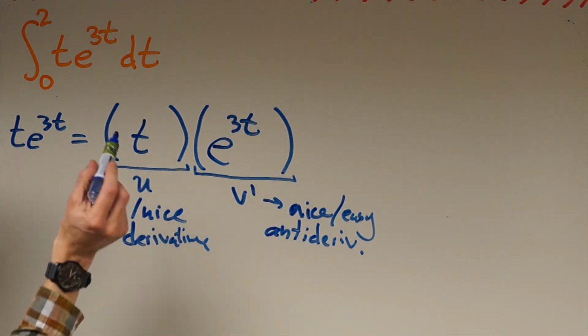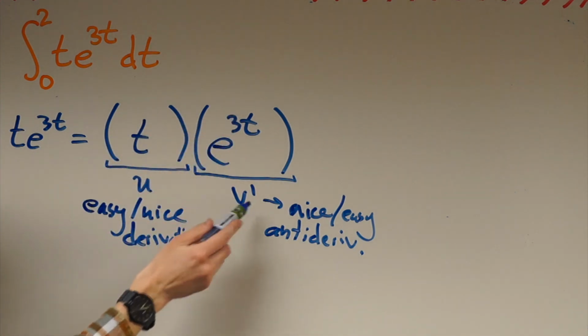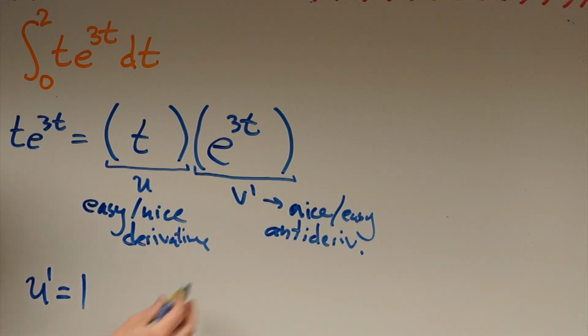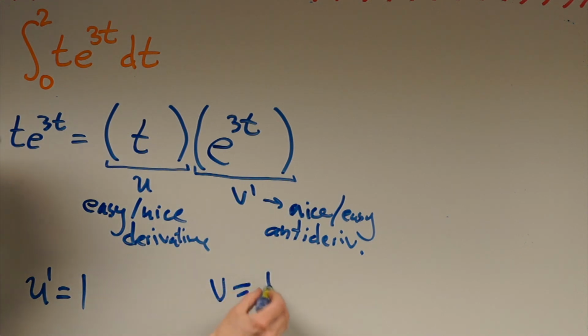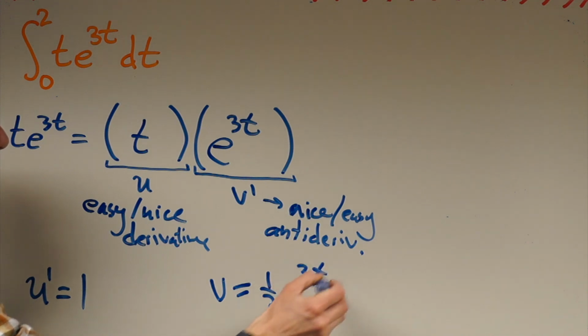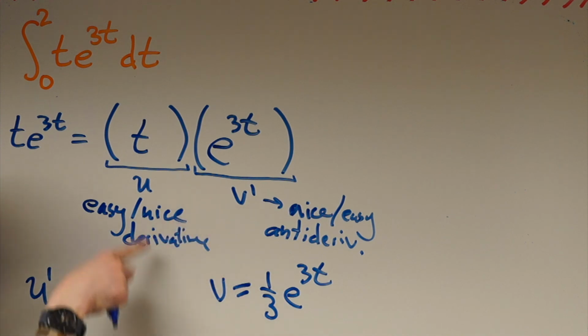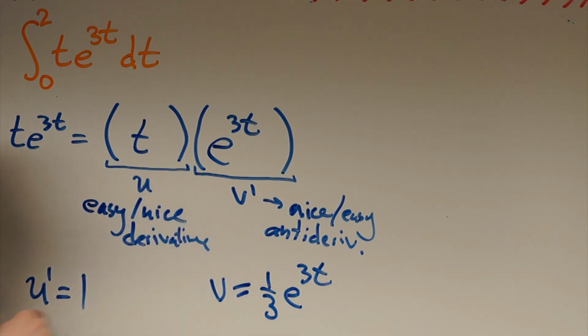So since we've decided to put the t in u and the e to the 3t in v prime, then we have to work out what u prime and v are. u prime is easy, that's just 1. And v is an antiderivative of e to the 3t. If I think about that for a minute, I'll realize it's 1/3 e to the 3t. Because sure, if I take the derivative of this, I would use the chain rule and multiply by the derivative of the top. So the 3 would cancel the 1/3, there we go. So okay, well, I'm happy. We've got our u, v prime, u prime and v. We're ready to transform the integral.